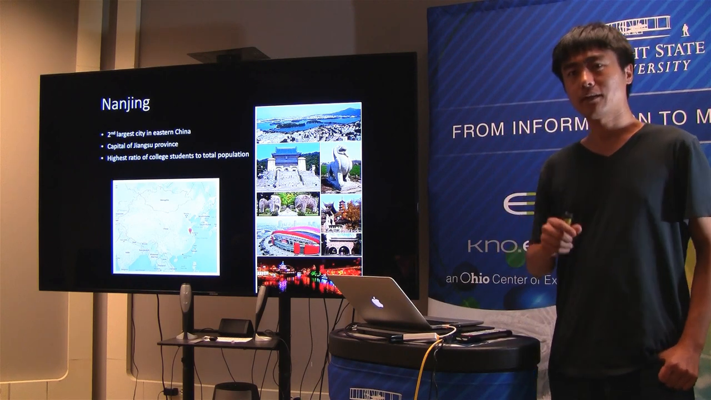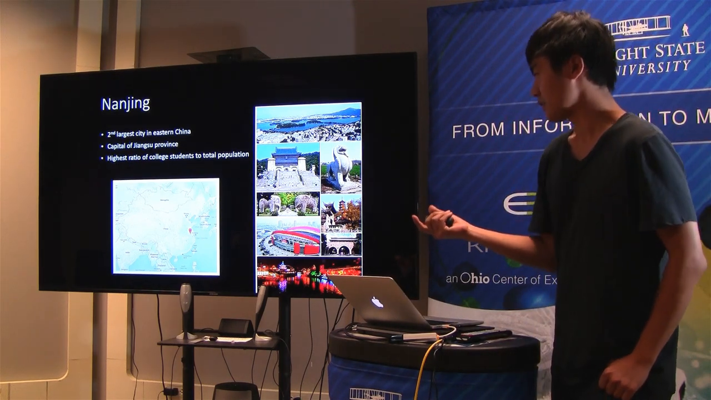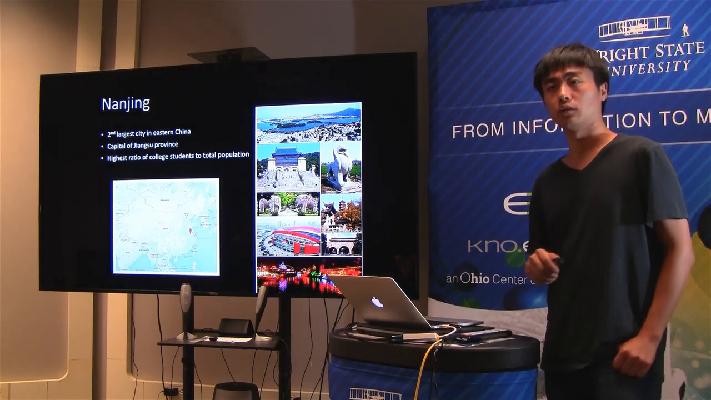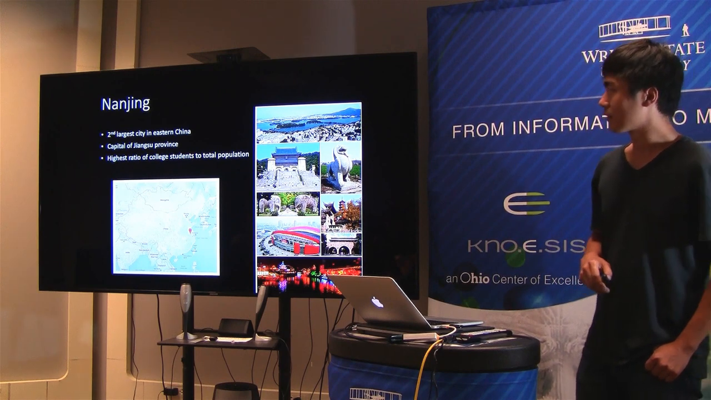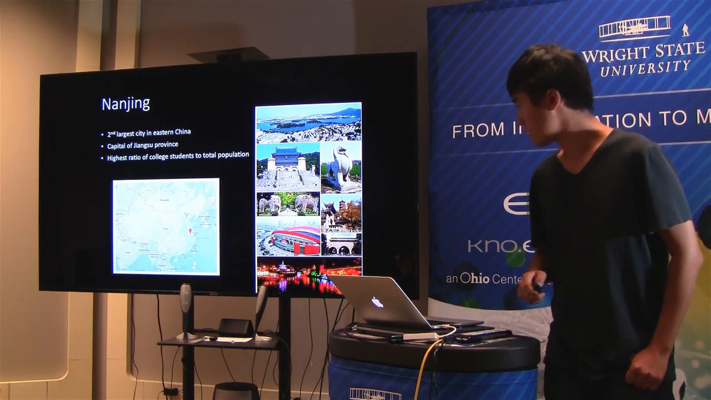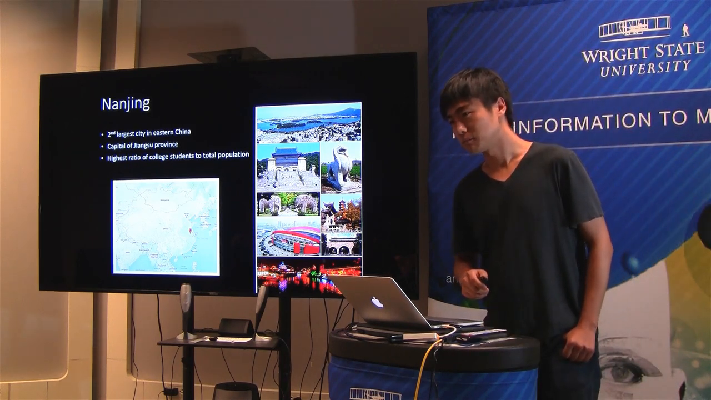There are many universities in Nanjing, and Nanjing actually has the highest ratio of college students to total population in China. There are 10 or maybe 20 universities in this very large city. And if you have plans to visit China, don't miss Nanjing.